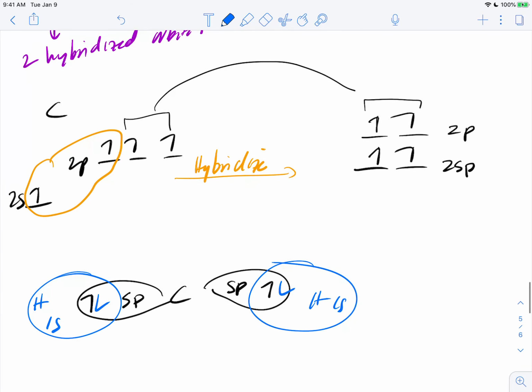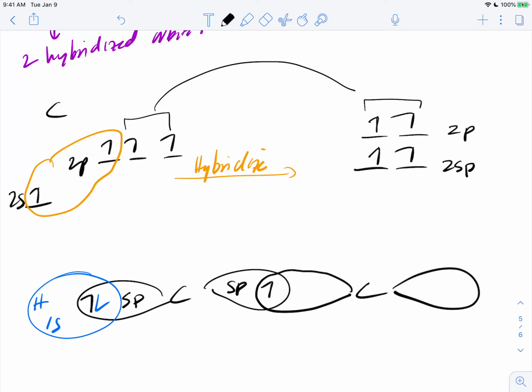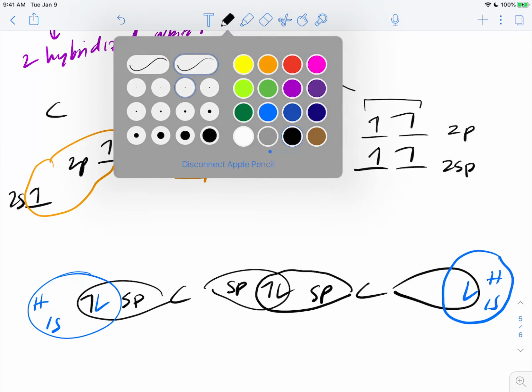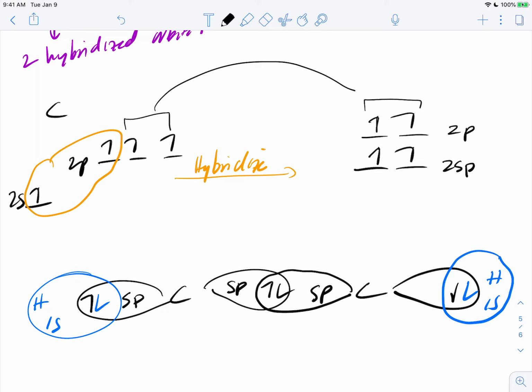Now to get our two pi bonds, oh, I forgot to do the, let's do this right. So let's make sure we actually have another carbon, carbon, carbon, sp, and then we have our hydrogen 1s, and we got the electron here.